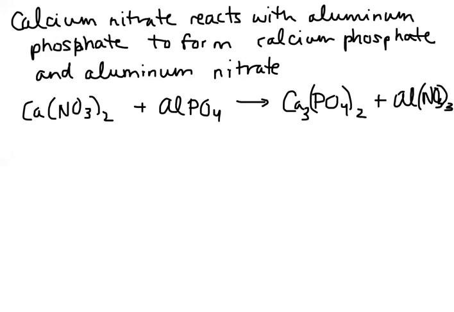If you don't have these, it'll make your life a whole lot harder to balance it. So let's start with calcium. We have 3 on this side, we have 1 on that side, so what are we going to do? Put a 3. So now we have, okay, calcium's happy.